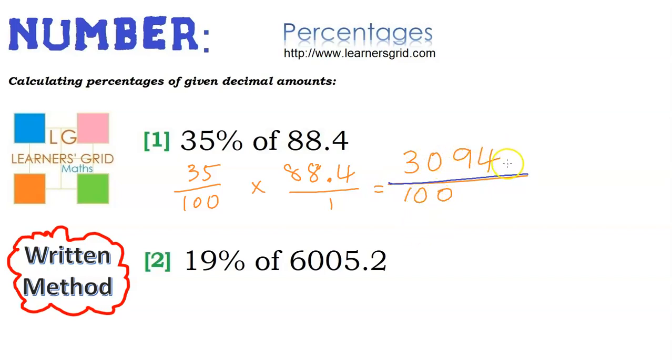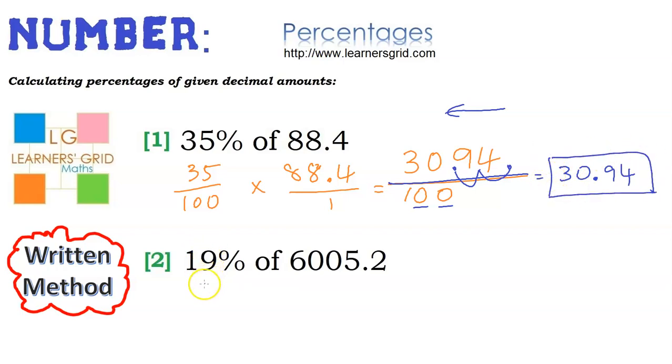So where is the decimal point? Well, it's here, and we're going to divide, so the decimal point is going to move to the left to make the face value of 3094 less than it is now. And we move to the left how many spaces? Well, the 100 tells us it's going to be 1 space to the left, 2 spaces to the left because there are 2 zeros there. So 1, 2. So the decimal point now ends up here. So the answer is 30.94.